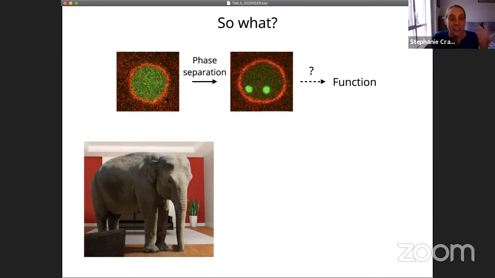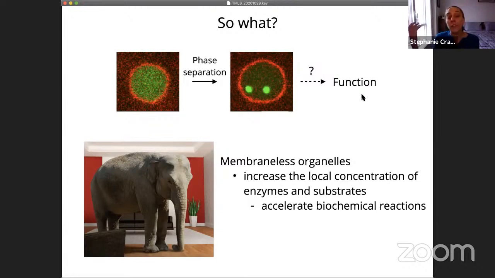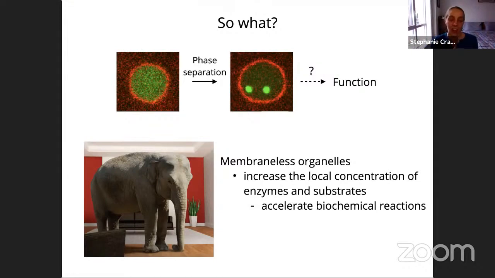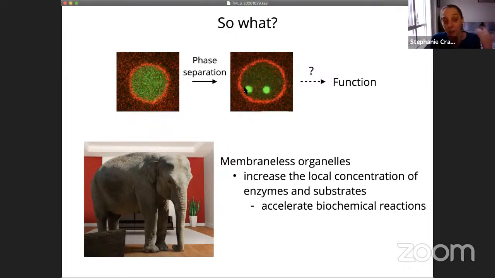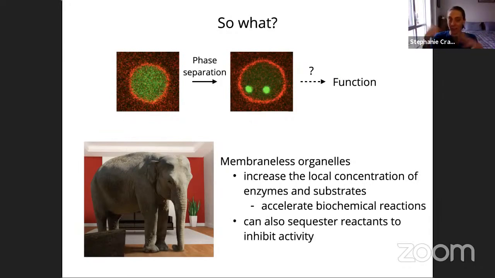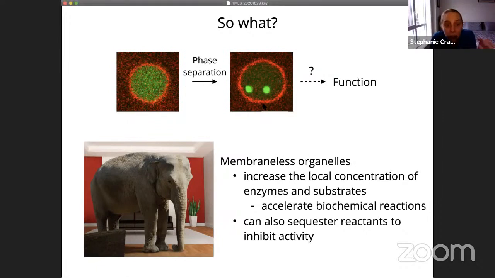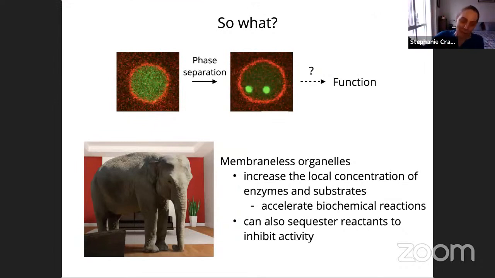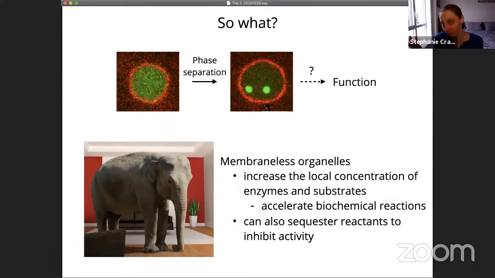The reason is that it's easy to see this and measure size, but it's really hard to measure function. The hand-waving explanation is that the function of a membraneless organelle is that it increases the local concentration of enzymes or substrates, and so that can accelerate biochemical reactions. That sounds very plausible, but there are still relatively few examples that actually show that, especially in vivo. And then the other possibility is the inverse, right? You could sequester and hold reactants or enzymes and separate them from their reaction partners and inhibit activity.